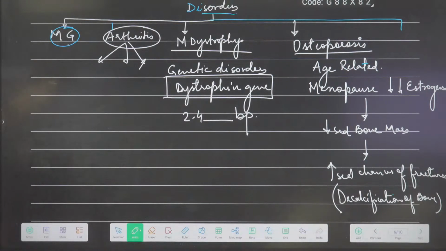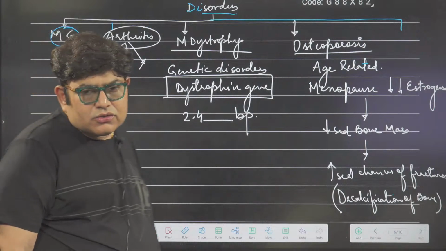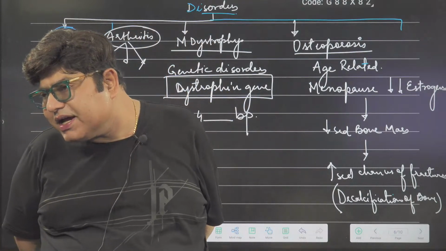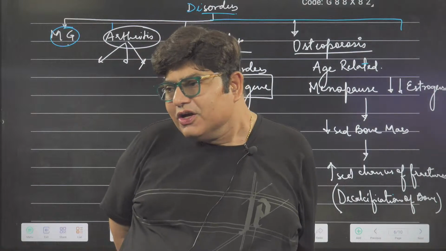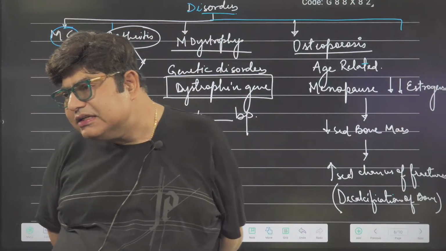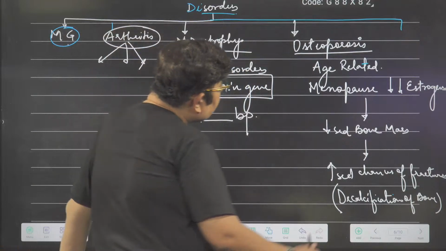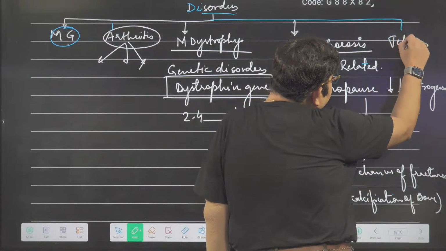So muscular dystrophy, osteoporosis, arthritis, three types of arthritis, myasthenia gravis. Is there any other disease that we are supposed to do, children? Yes, 2.4 million. Parathormone, yes, oh, tetany. Okay. Tetany.